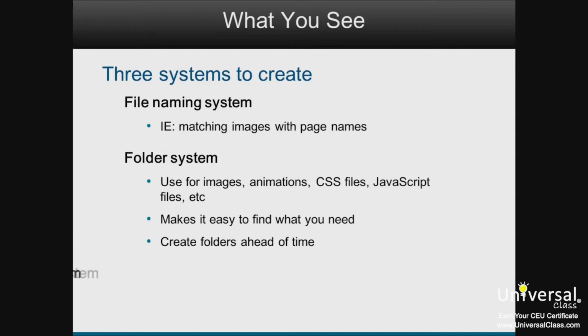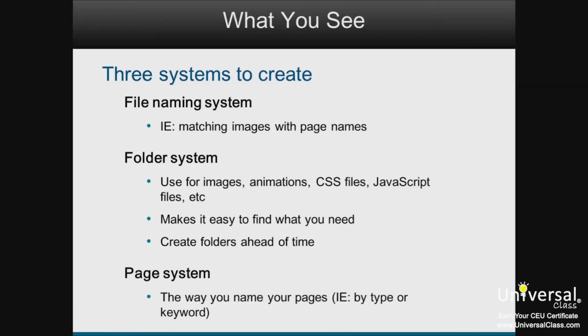Which brings us to a page system. How are you going to name your pages? The simplest way to name them is by their type. For example, about.html or contact.html. You can also name them using keywords if you're optimizing your site as you create it, such as howtoknit.html. Now let's talk a little bit about HTML, XHTML, and HTML5.